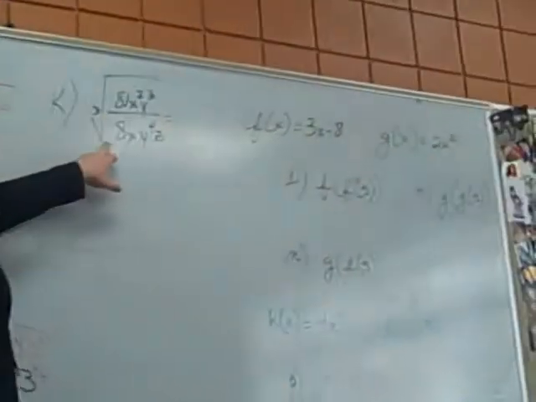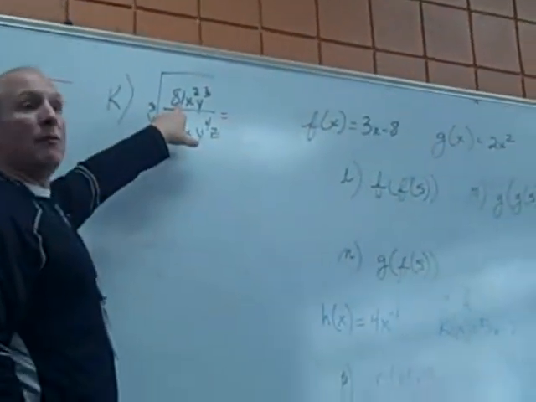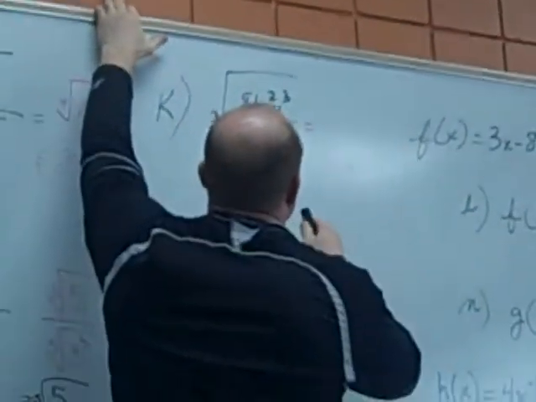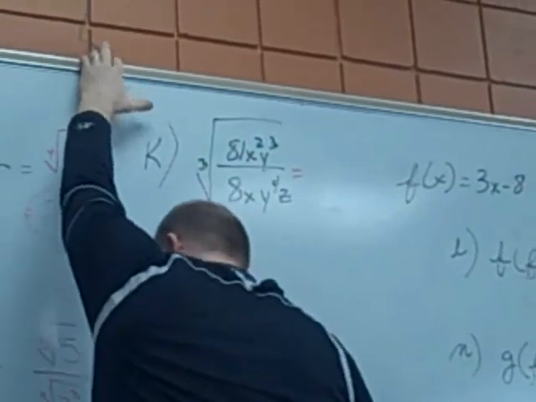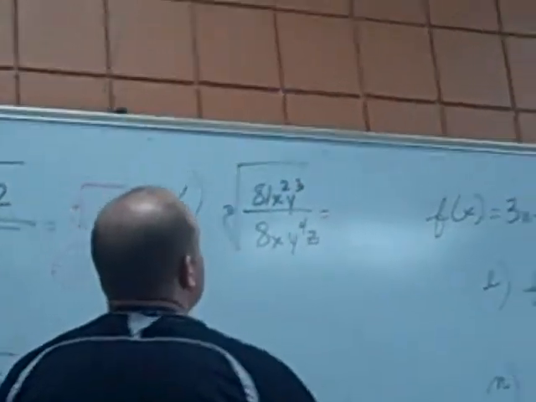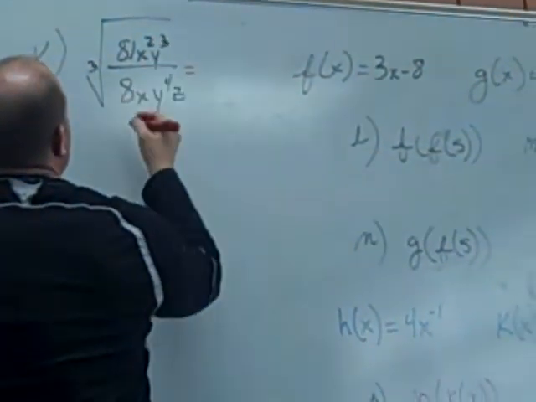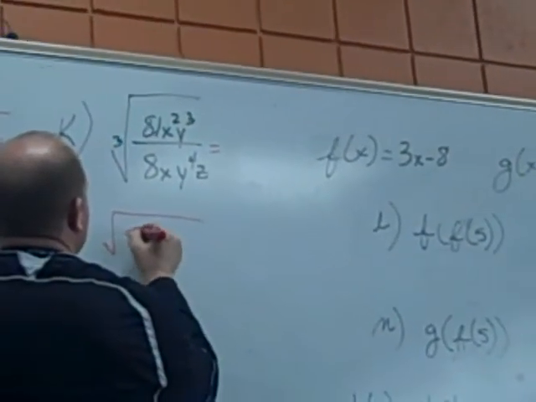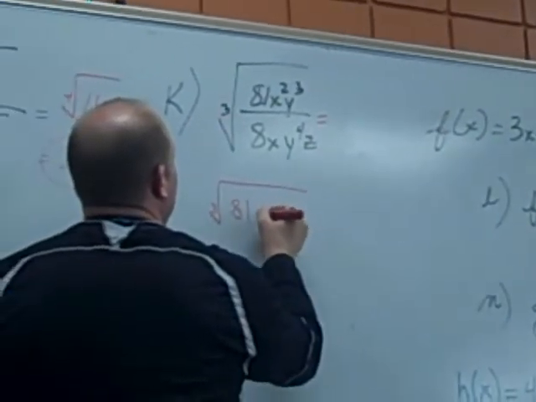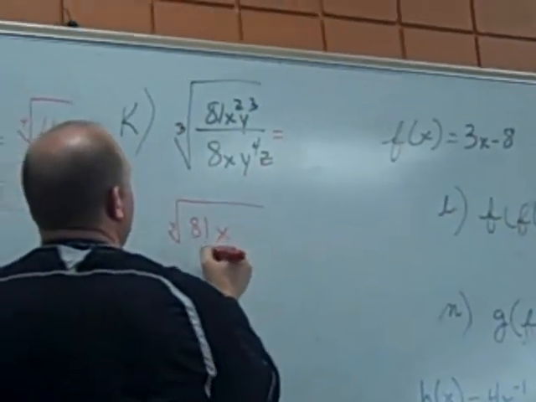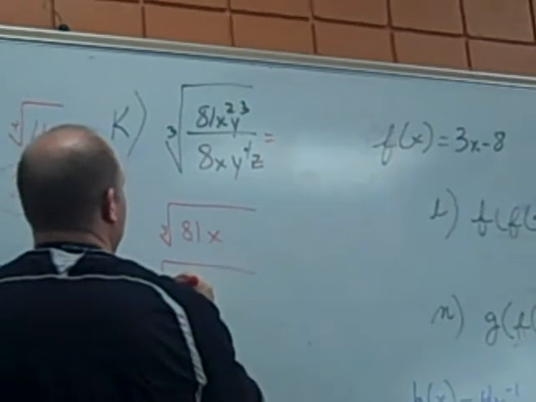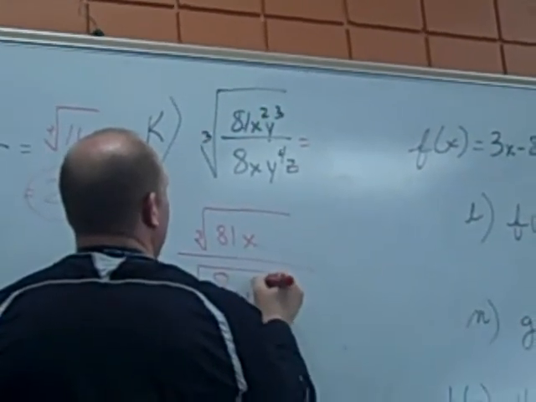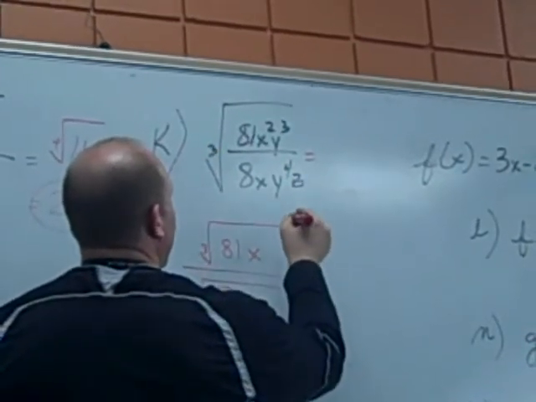Let's look at K real quick. 81, does it have a perfect cube? Yes or no? No. You know what? How about we reduce first? Where are there more X's? How many more? Where are there more Y's? Where are there more Z's?